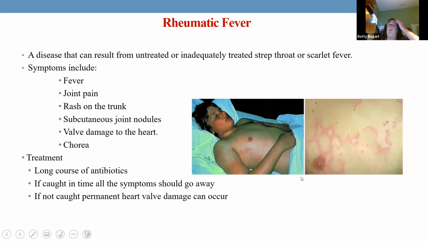Rheumatic fever. Well, rheumatic fever is due to what? It is due to an undertreated strep throat infection or scarlet fever. And what do we see? Fever, joint pain, rash on the back, subcutaneous joint nodules. And the worst thing is that heart valve damage. Once the heart valve is damaged, you cannot reverse that. And then chorea, that means not walking and shuffling gait going on there. Everything else can be reversed, but not that heart valve damage.